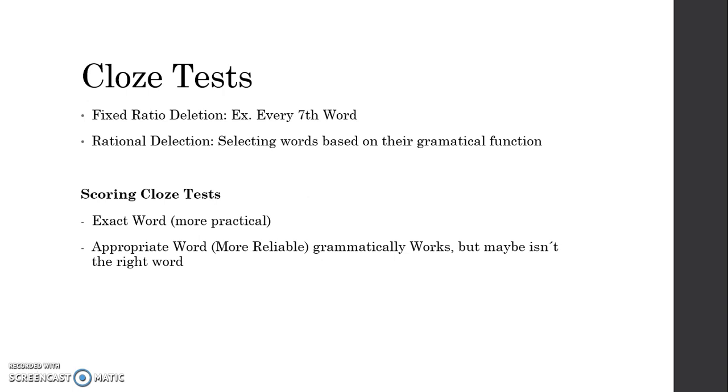So we have two different types of cloze tests or ways that we can create cloze tests. One is a fixed ratio deletion, so I'm not looking at any specific type of word, it's just every 7th or every 5th. And another type is rational deletion, and this one is when I select words based on their grammatical function. To score a cloze test, I can grade based on if they put the exact word that I was looking for. That's clearly more practical because it's either right or wrong. Or I could grade based upon an appropriate word that fits grammatically but maybe isn't the right word, giving partial points or even the whole point depending upon what the objective of my activity is. But that takes longer to assess because as students put different answers, I'll have to read around the context and know English well enough to realize if it could work or not.